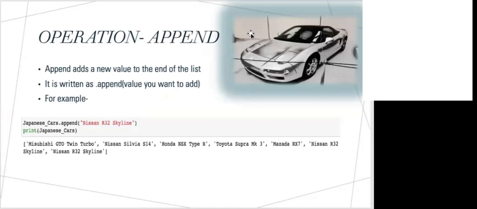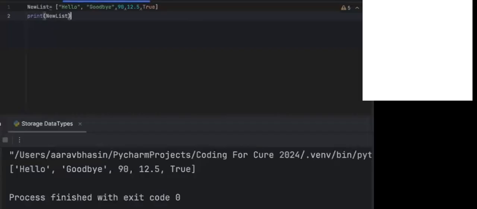For example, I have this list here called Japanese cars. I write dot append, right? And then I put whatever value I want to add to the list. For example, I'll put Nissan R32 Skyline in quotes as a string. And when I print that, it adds it along to the list. Pretty cool.